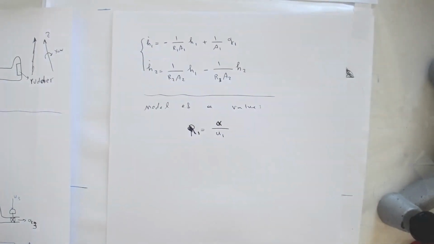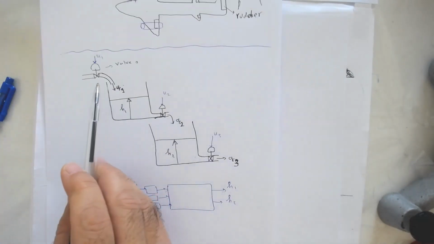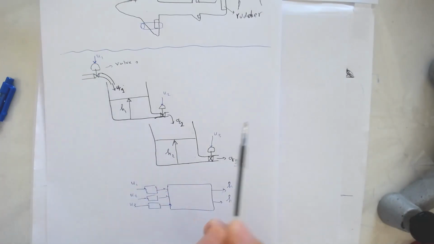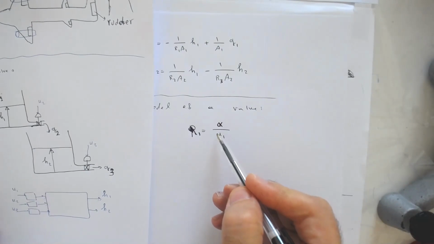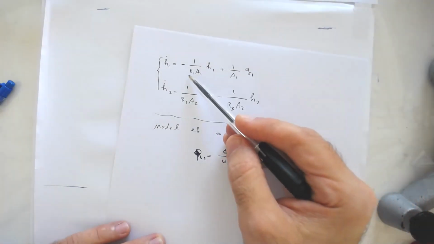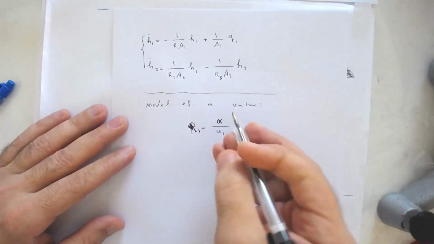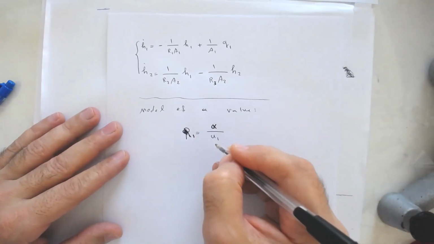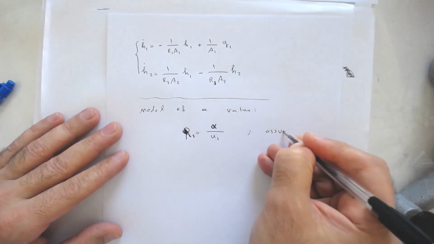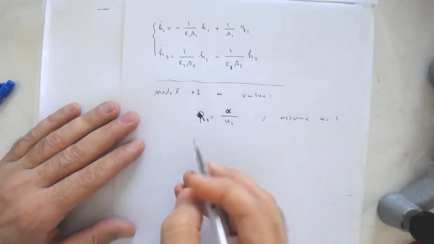If you do that for all valves we have, and also if we assume that the valves are the same, so we are using a similar valve for all of these 3 locations, which means that this alpha for all valves would be the same. So I will go to the equations. Wherever we have R, I will replace it by alpha over U1. For simplicity, let's assume that alpha is equal to 1. So R1 would be easily 1 over U1.